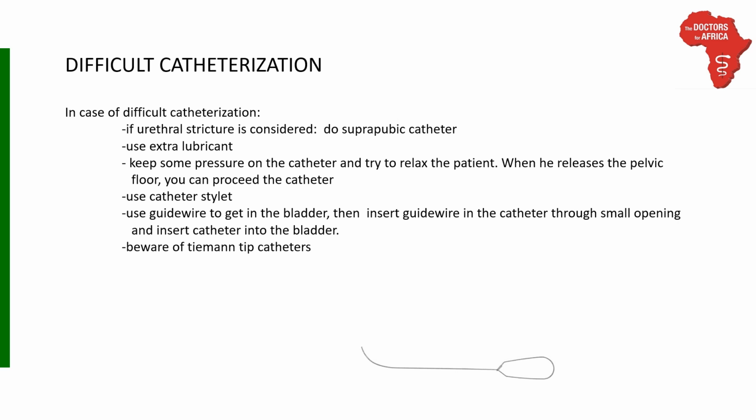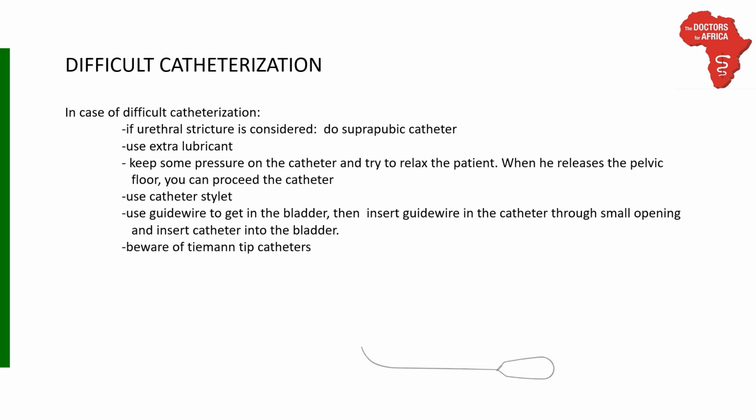Difficulty in catheterization. If a urethral stricture is considered, stop trying to introduce a catheter, but give the patient a suprapubic catheter. Use extra lubricant. Keep some pressure on the catheter and try to get the patient relaxed. When he relaxes the pelvic floor, you then can proceed the catheter into the bladder.